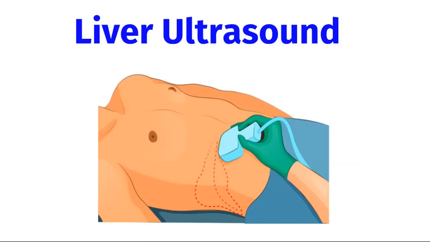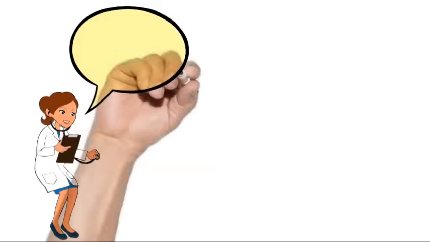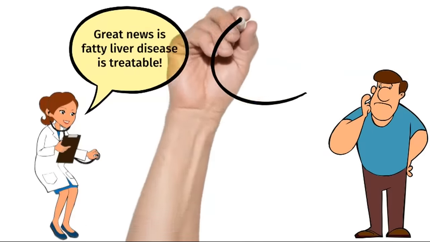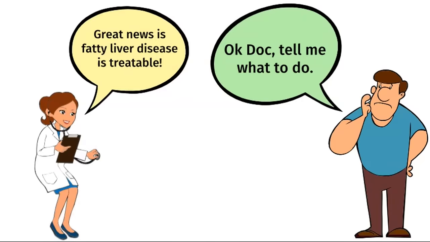So fat makes the liver look more echogenic or bright on ultrasound, and sometimes it causes the liver to be enlarged. So here's the great news. If we diagnose you with fatty liver, it's a treatable and reversible condition. The treatment involves one primary thing. Can you guess what that is?